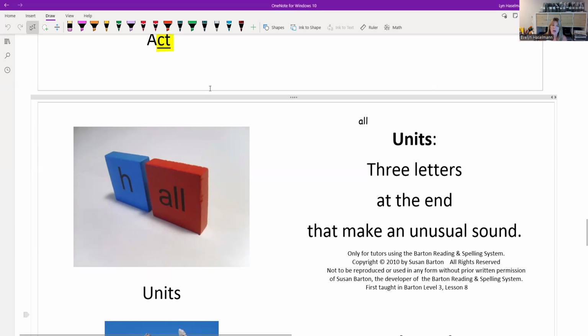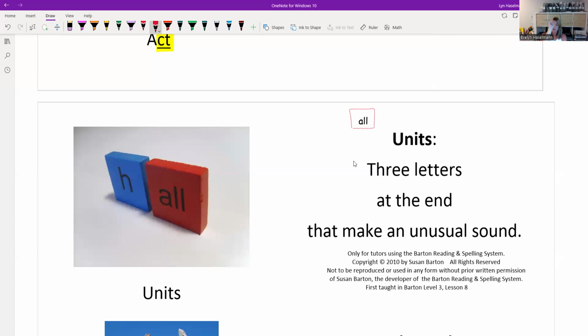The way that we mark this in the Barton system is we box these off. That's kind of how we mark that type of unit. So this is a new syllable type for your student. Your student now knows closed syllables and they now know unit syllables. Okay, let's get down to business here.